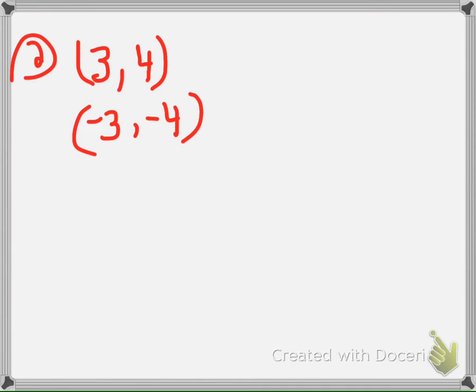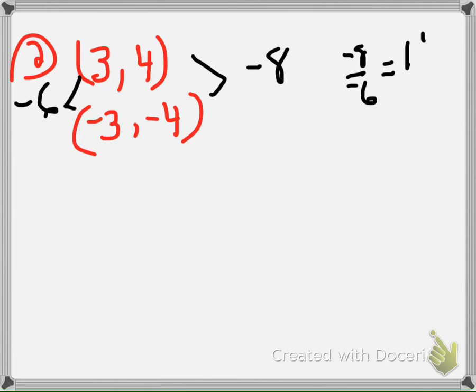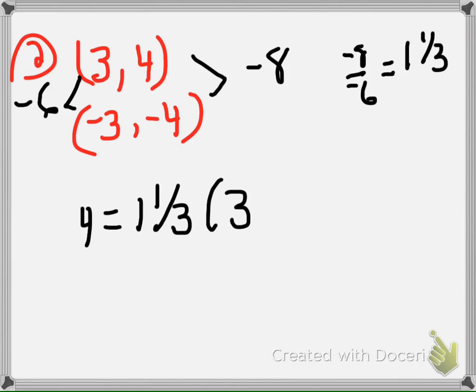Number 2. So from 4 to -4 is -8. From 3 to -3, hopefully you've already done this problem. If you didn't, you should turn the video off. You don't want to copy, that's not how you learn. -6. -8 divided by -6 equals 1 1/3. So now 4 equals, that's my y, 1 1/3, that's my m, x, 3, that's my x, plus b.